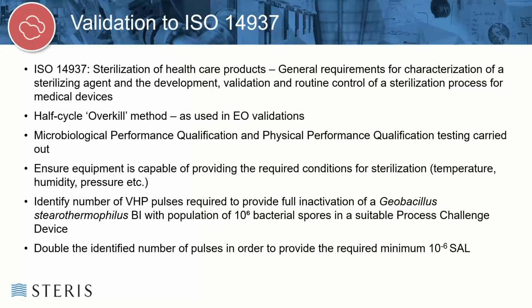And therefore, if we can find the point that gives us full inactivation of this 10 to the 6 spore population in the more challenging process challenge device, then it's almost certain that the natural product bioburden will be inactivated as well. Once we find then the number of VHP pulses that gives us this inactivation of the BIs, if we then double the number of pulses, this will allow us to provide at least the minimum required 10 to the minus 6 sterility assurance level that is called for in ISO 14937.